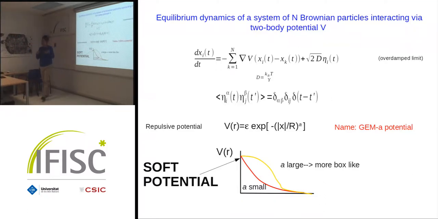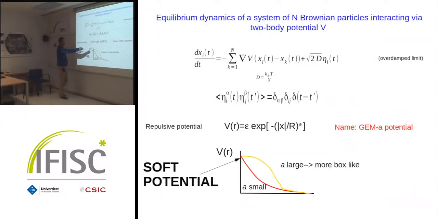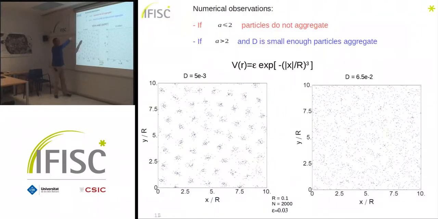Soft color, that means somehow that the particles can overlap. What happens here? Well, I'm going to show numerical results about this system. Okay? So, numerical results. First of all, observation. If A, which is the exponent of the potential, is smaller than 2, the particles never aggregate.